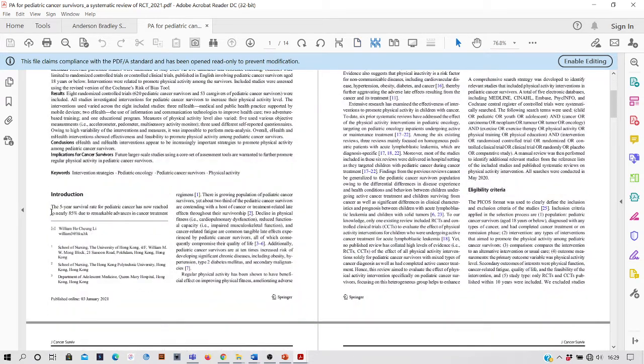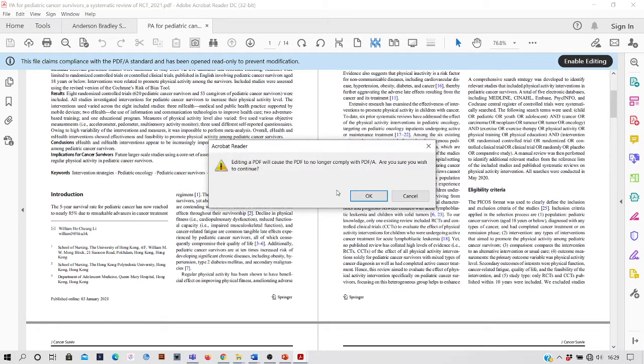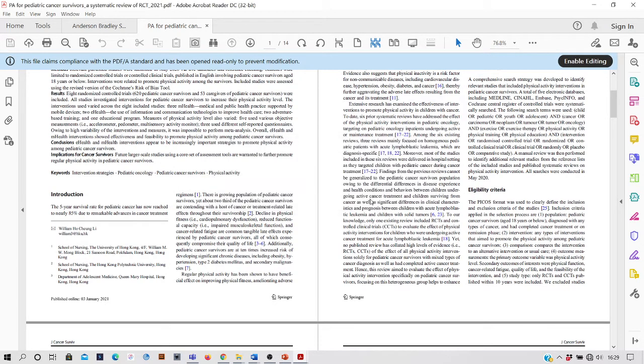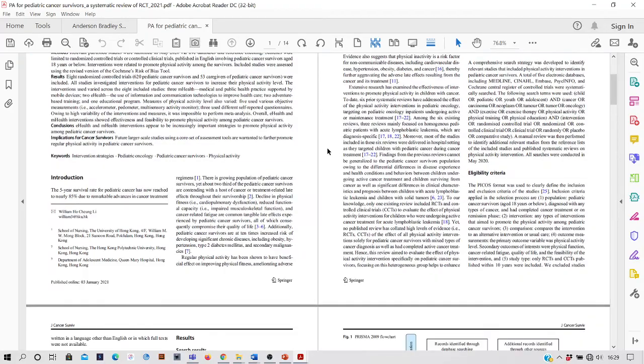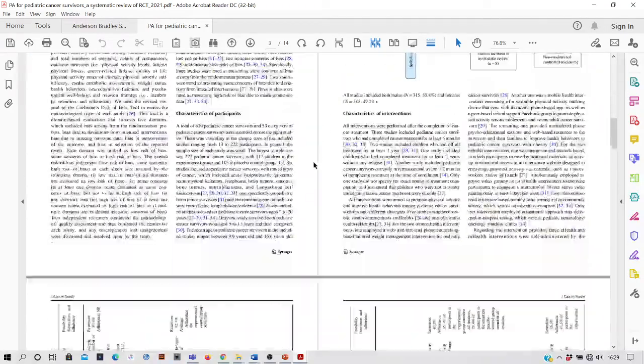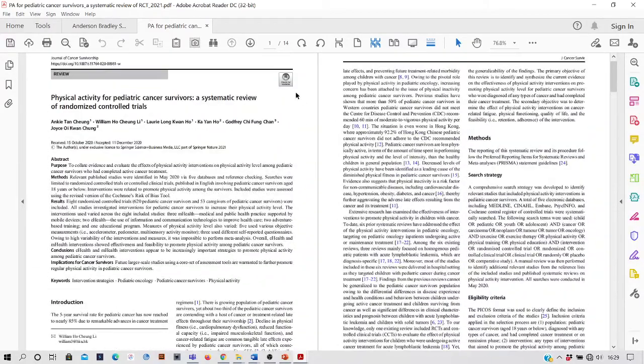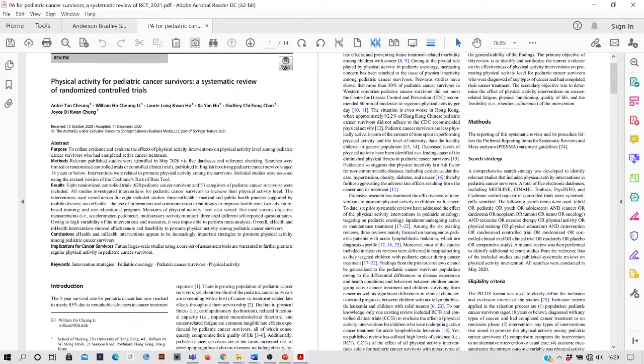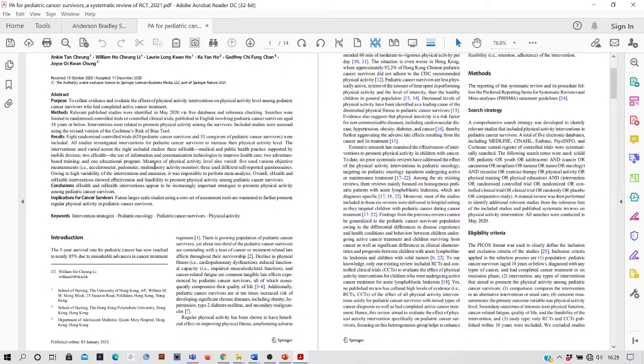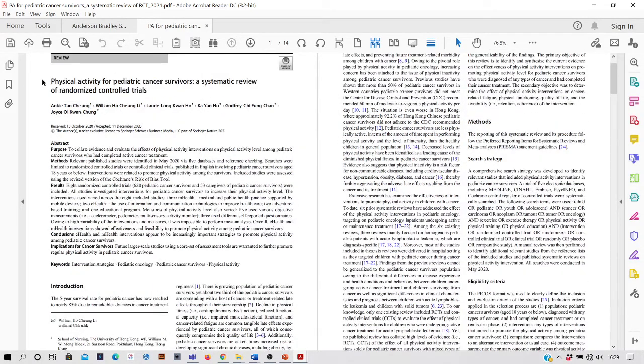Okay, I'd made a load of highlights to this document, which have vanished. Not to worry. Okay, so here we've got a systematic review. Just fast forward that part.